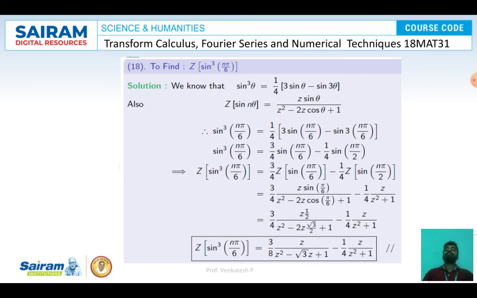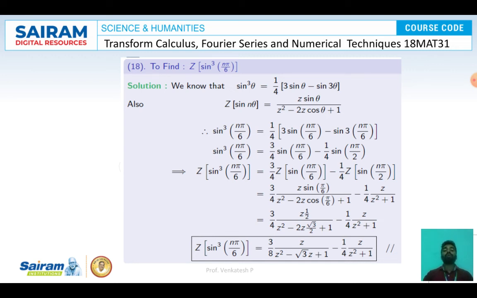So in the same way, we'll be finding the z transform of sine cube n pi by 6. So to find this, I'm going to use sine cube theta formula. So sine cube theta is 1 by 4 into 3 sin theta minus sine 3 theta. So now z transform of sine n theta will be z sin theta divided by z square minus 2z cos theta plus 1. So both the formulas I'm going to apply here.